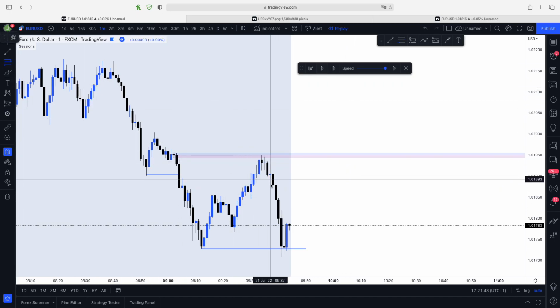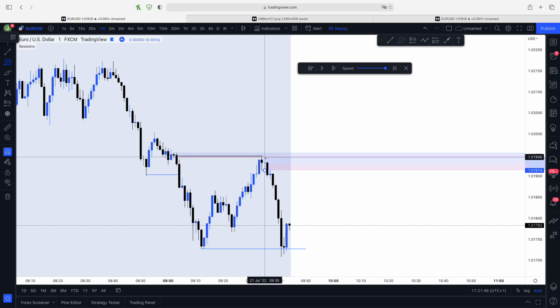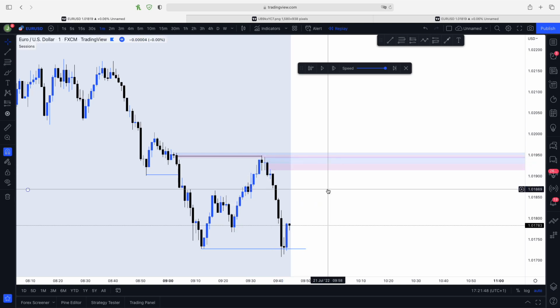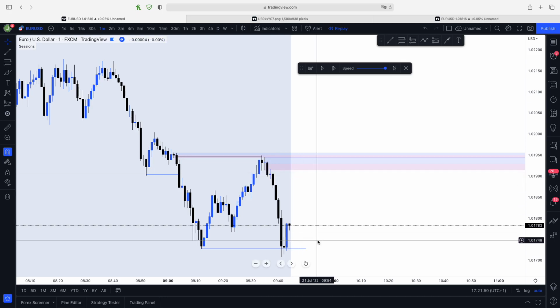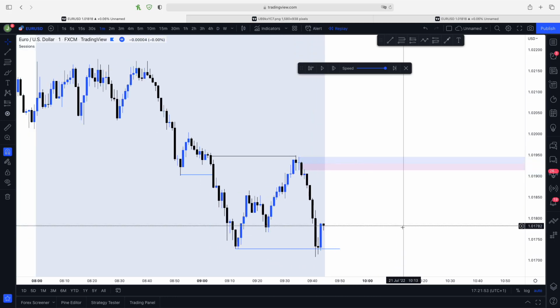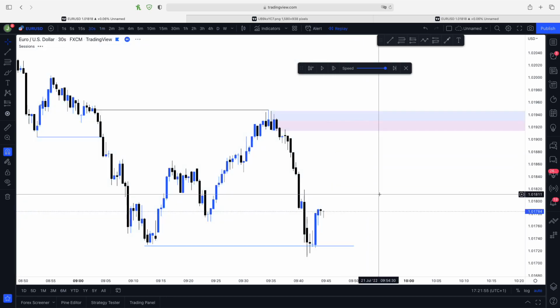However, to me, that's just a continuation candle. It's not even a range. So what I'm going to do is simply refine this down. Why do I need to refine it? Because it's already been touched by this candle here. Okay, I thought I got rid of that. There we go. So let's refine it down.